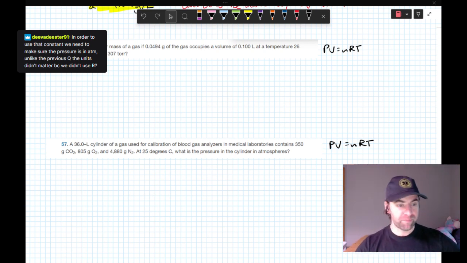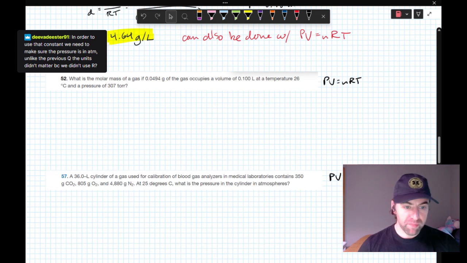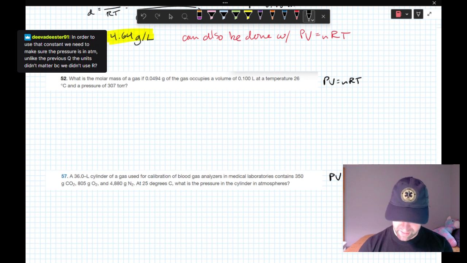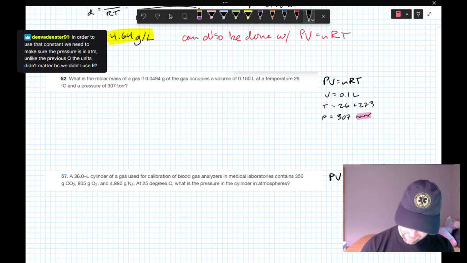All right, question 52. The molar mass of a gas... what is the gas if 0.0494 grams of the gas occupies a volume of 0.1 liters at 26 Celsius and a pressure of 37 torr? All right. Same thing. We're given some values. 26 to Kelvin. Pressure in torr. Highlight that. Can't miss it.